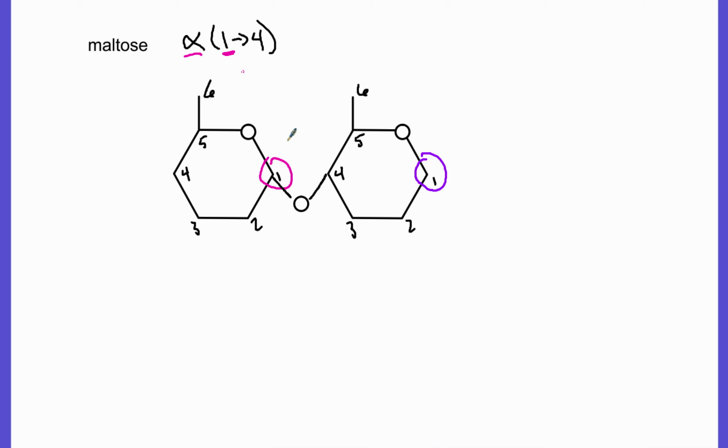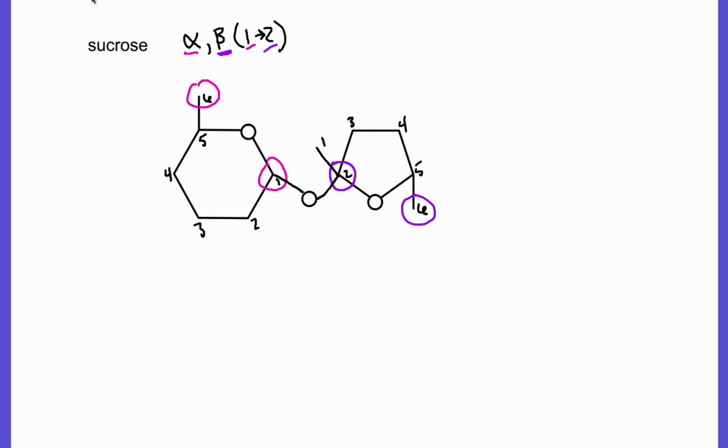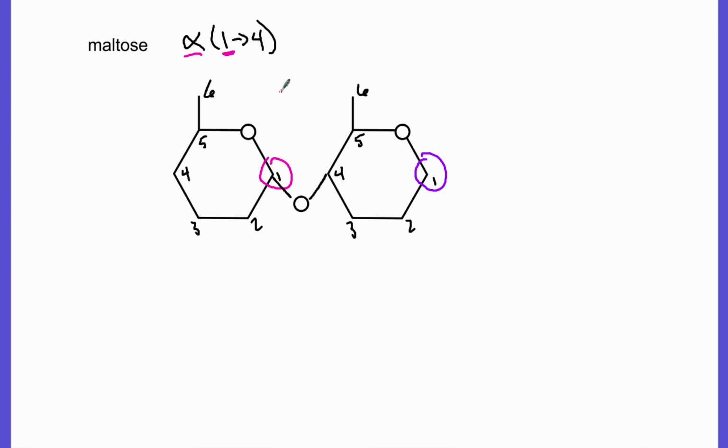The alpha is that 1 carbon that I circled. The 4 doesn't matter because it's not an anomeric carbon, so I don't have a label for that. I don't have a second label like the sucrose had. But maltose versus lactose, there is actually a pretty big difference, right?